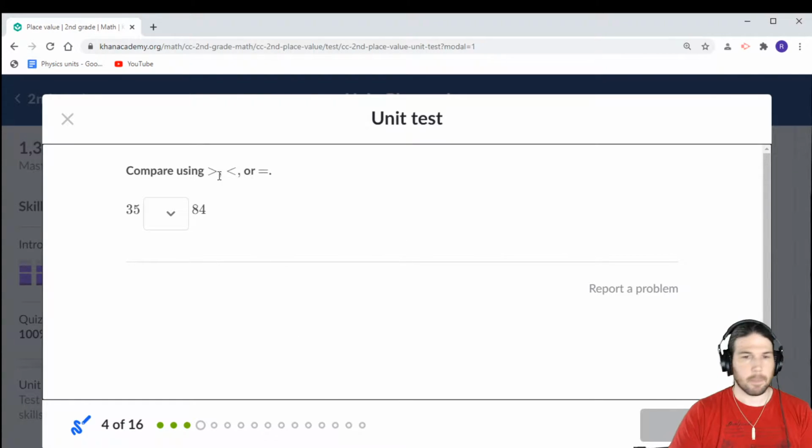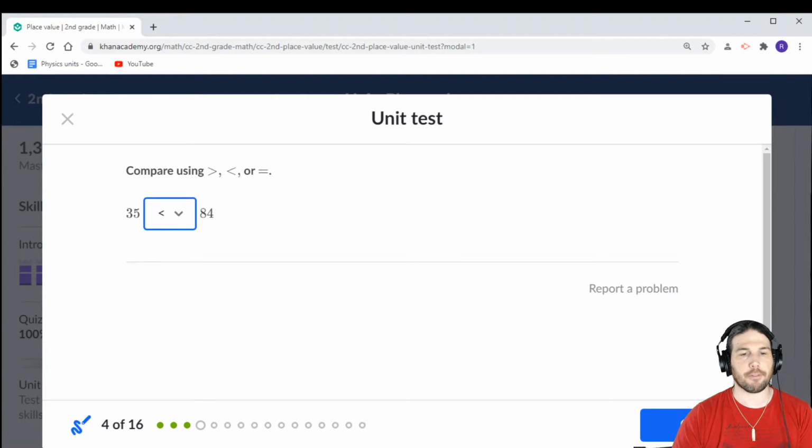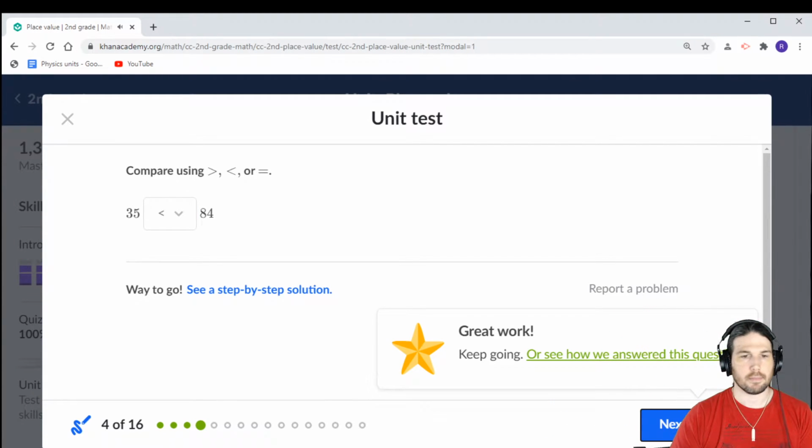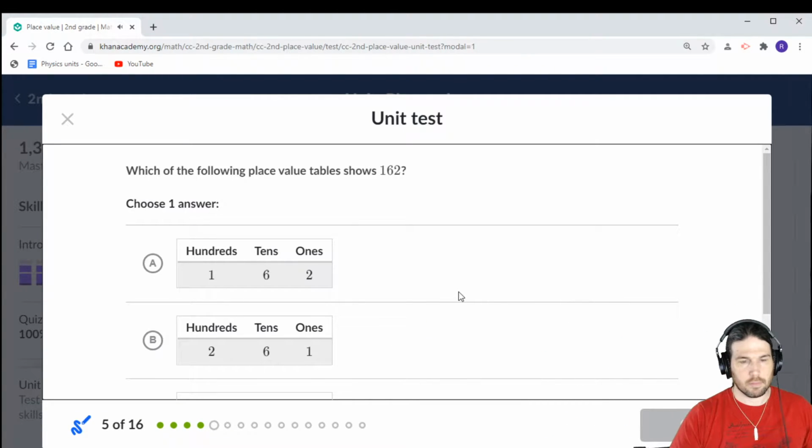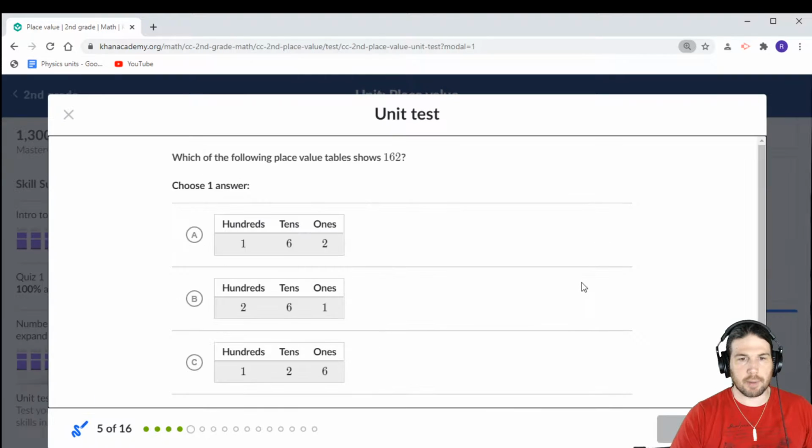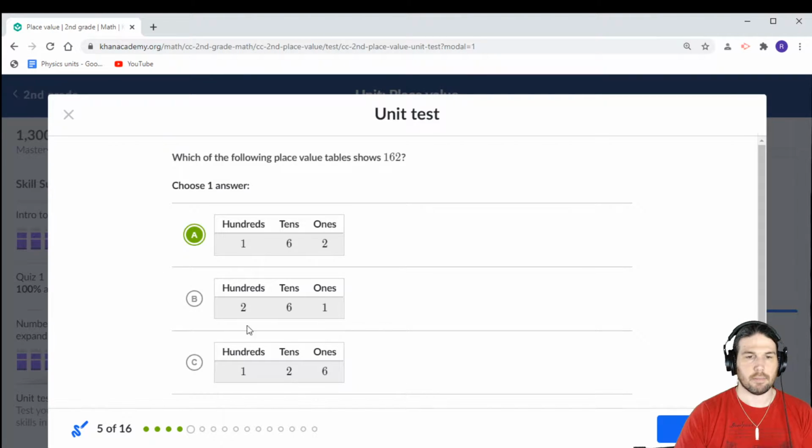Compare using greater than, less than, or equal to. Once again, all that matters is the tens place. 84 has a higher tens value, therefore it is greater. So 35 is less than 84. Which of the following place value tables shows 162? That's A.